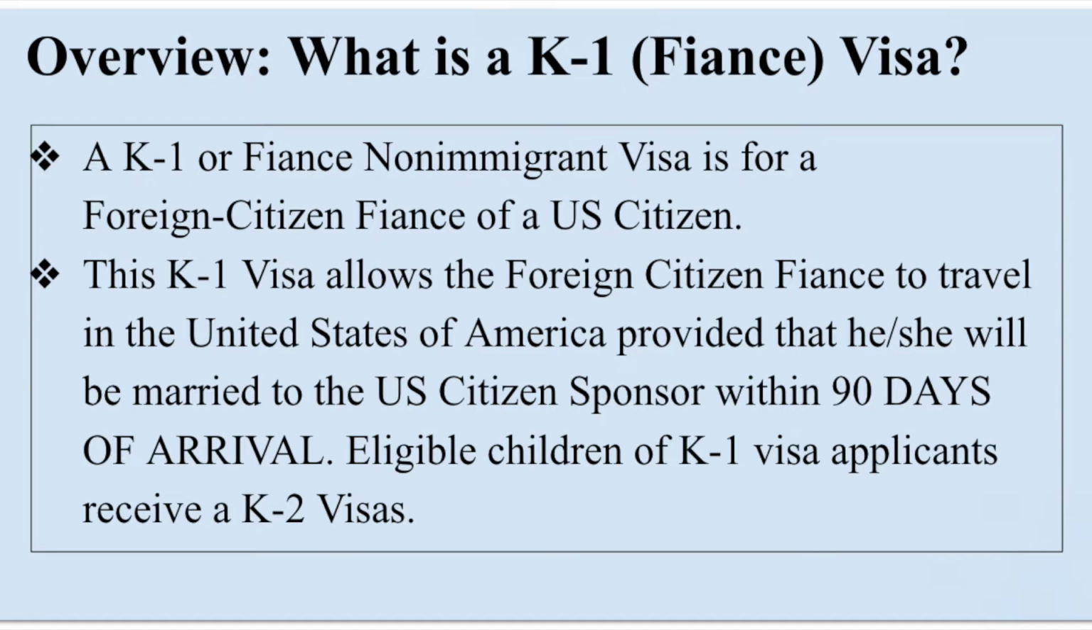A K-1 or Fiance non-immigrant visa is for a foreign citizen fiancé of a U.S. citizen. This K-1 visa allows the foreign citizen fiancé to travel to the United States of America, provided that he or she will be married to the U.S. citizen sponsor within 90 days of arrival. Eligible children of K-1 visa applicants receive K-2 visas.